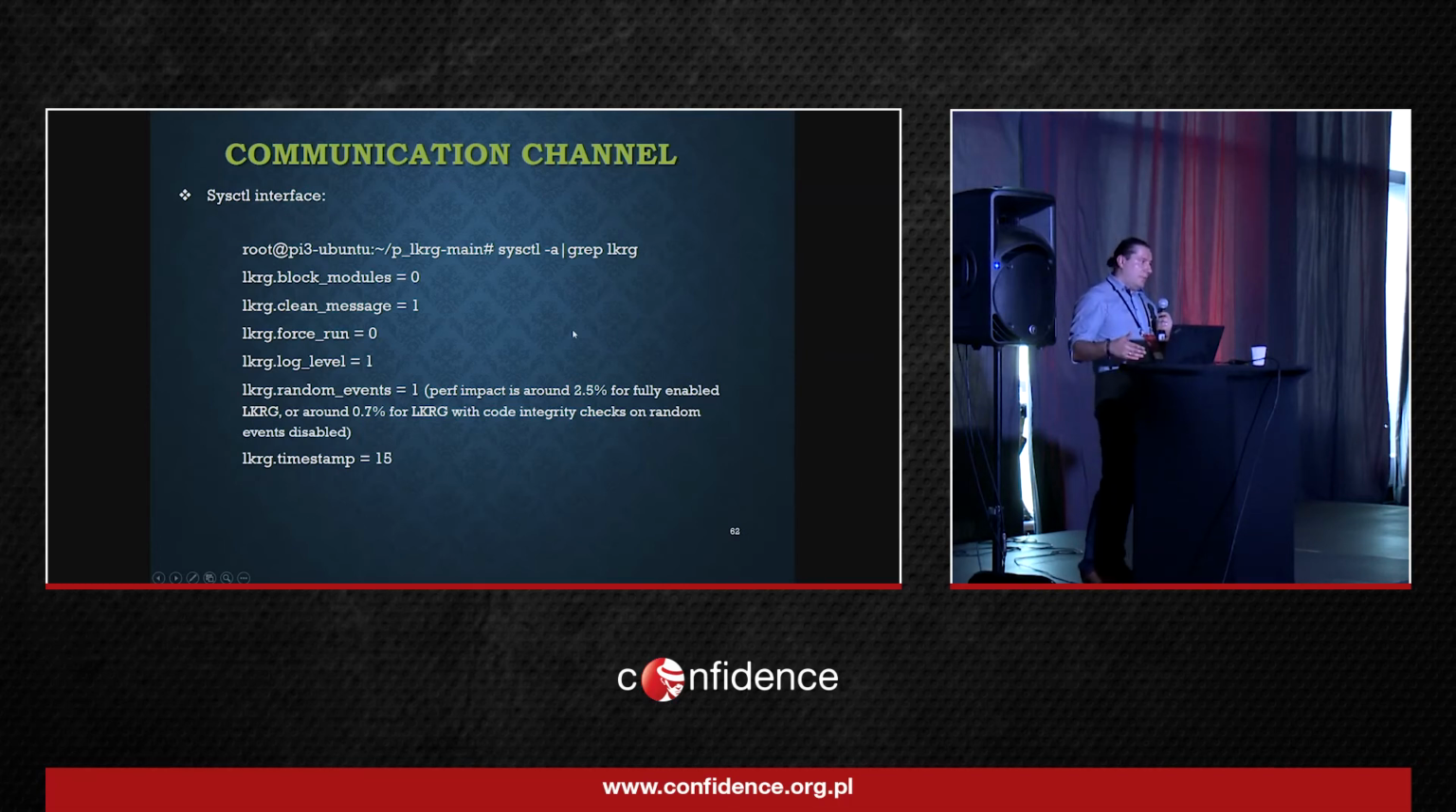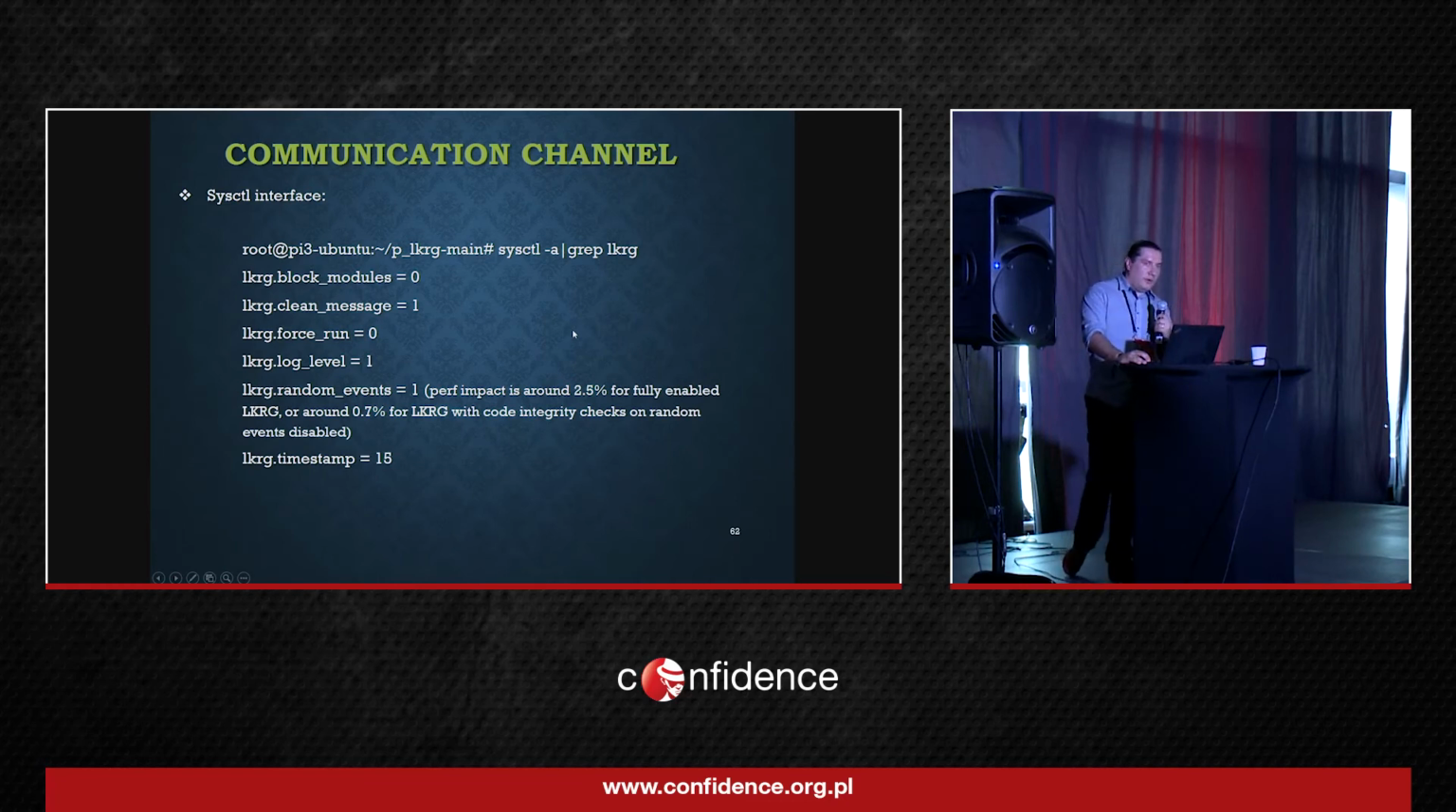Also, LKRG will print a message that the system is clean. If you don't want to see this message because maybe it spams your log, you can set it to 0 and you will never see that the system is clean. But you will still see if the system is corrupted. By default, this is enabled. Also, you can force validation by changing force run to 1, and then it will validate the integrity of the system, and will revert this number to 0 so that you can run it again. And also there are various log levels of detail between 0 and 4.